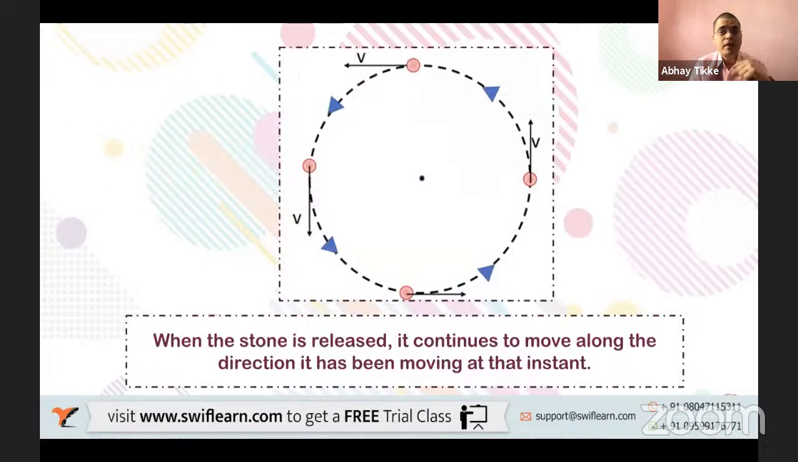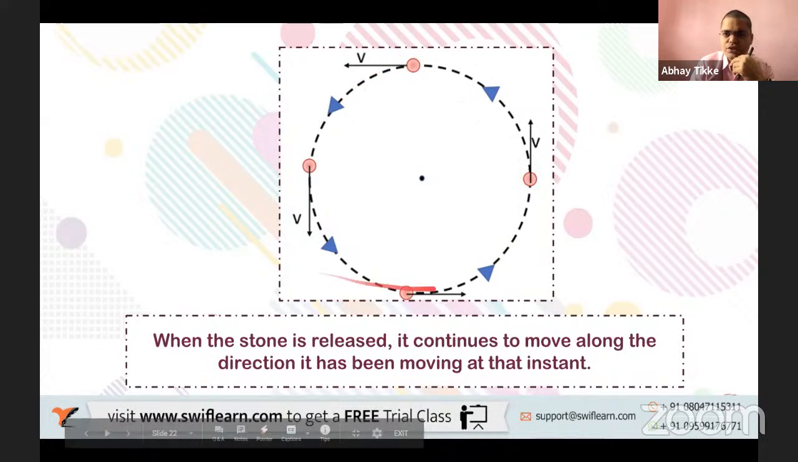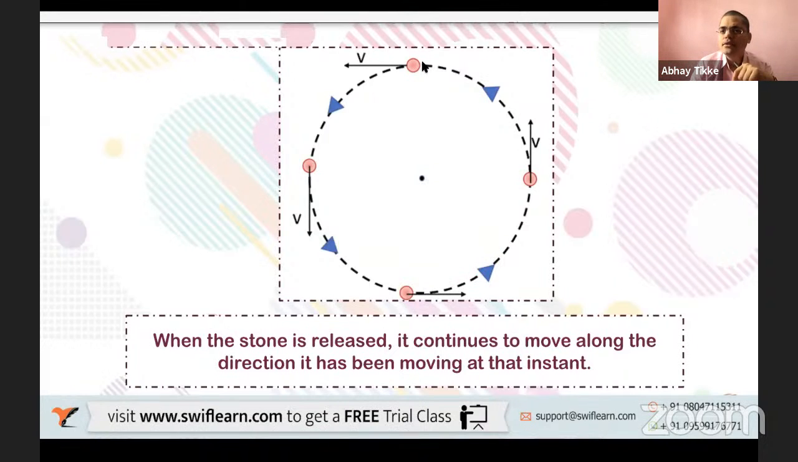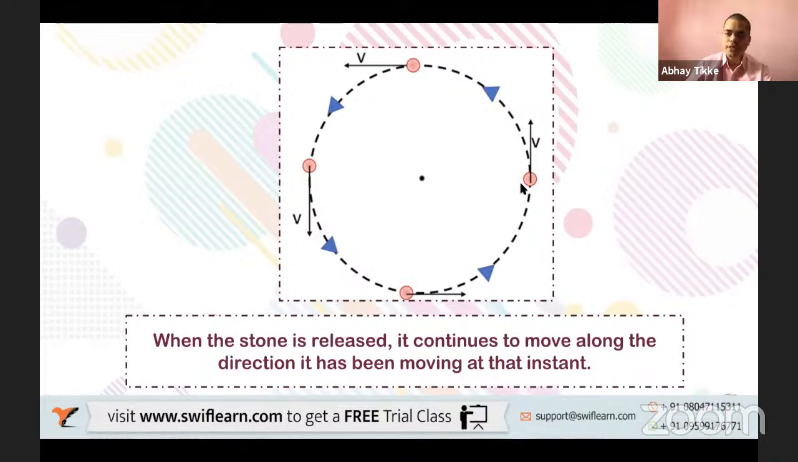The reason is that when the stone is released, it continues to move along the direction it has been moving at that instant, isn't it? Let's take this instant. There are 4 points we have mentioned here. Let me give some names for these points. Let's say this point is your A point, this is B point, this is C point, and this is D point. Simple example, right? So there are 4 points A, B, C, D.